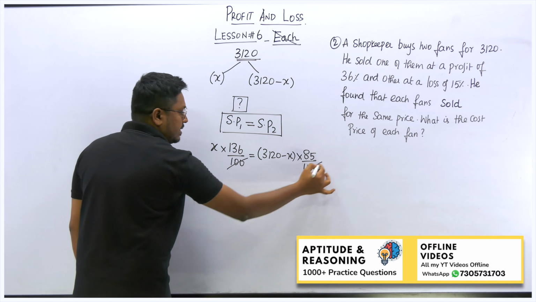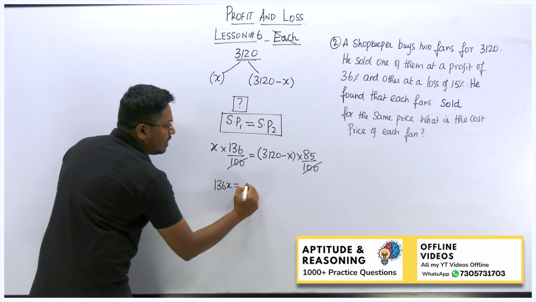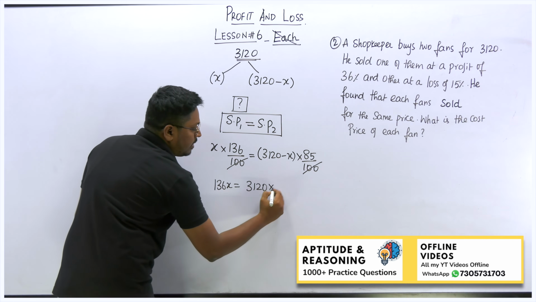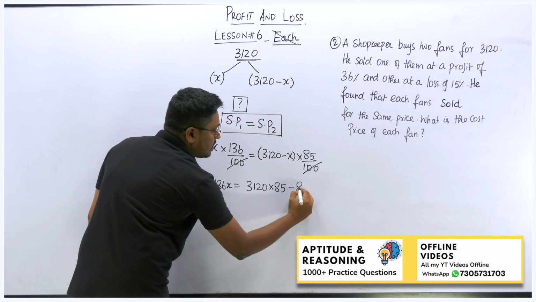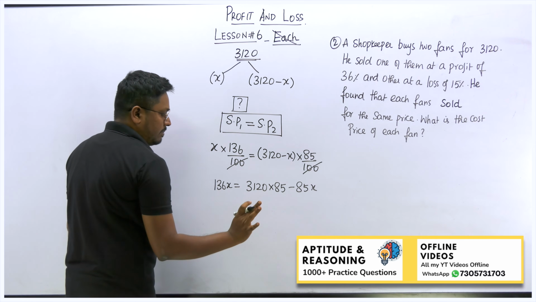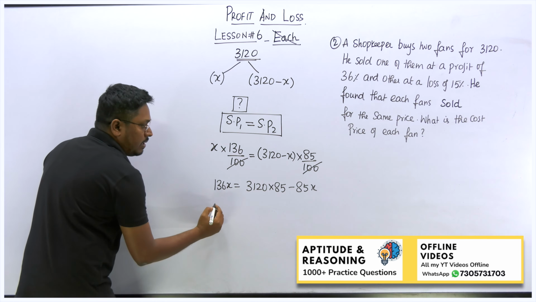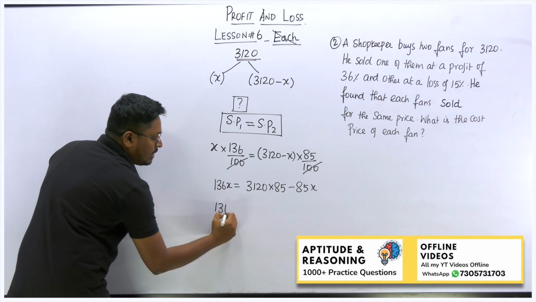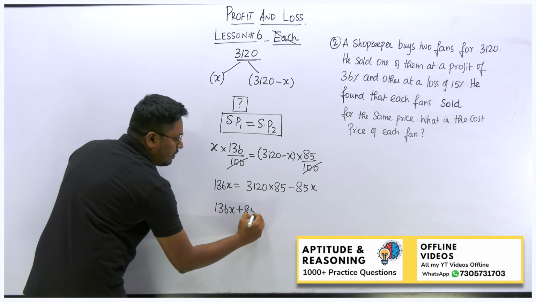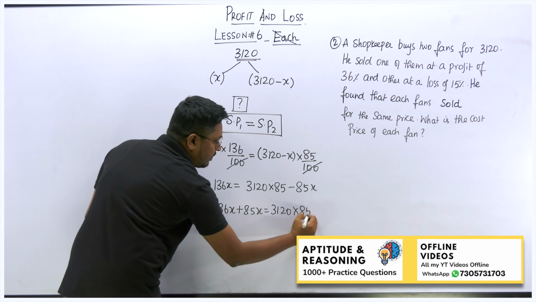So we can cancel the 100, 100 here. So 136x is equal to 3120 into 85 minus 85x, right? Do not multiply this number. Keep the value as it is. So now bring the 85x to the left hand side. This becomes 136x plus 85x is equal to 3120 into 85.